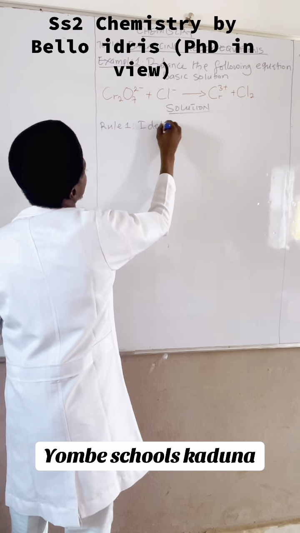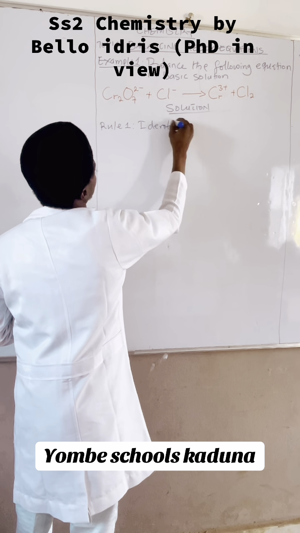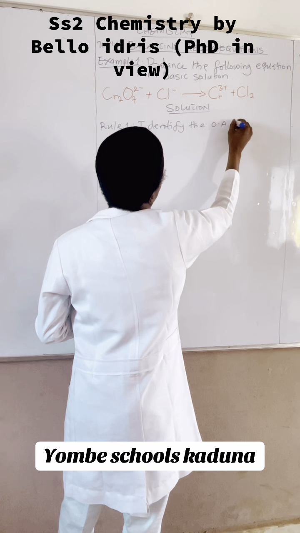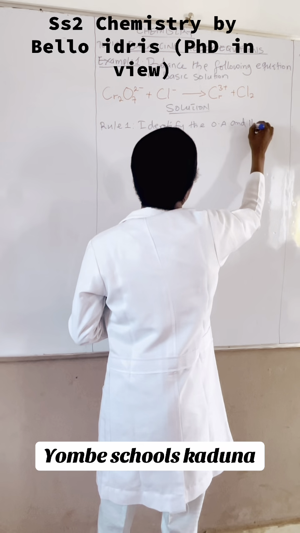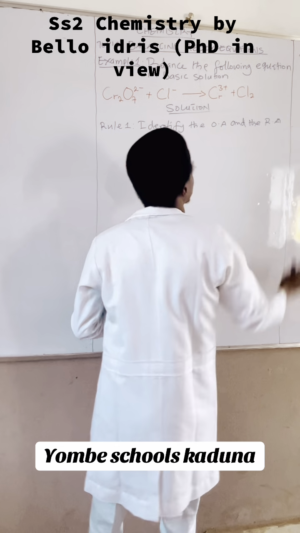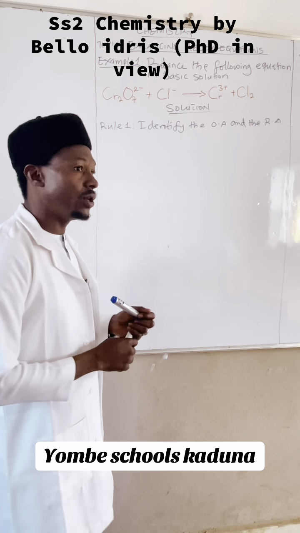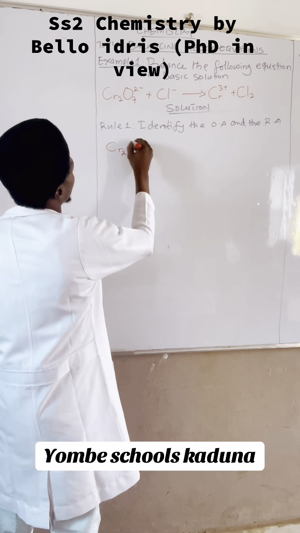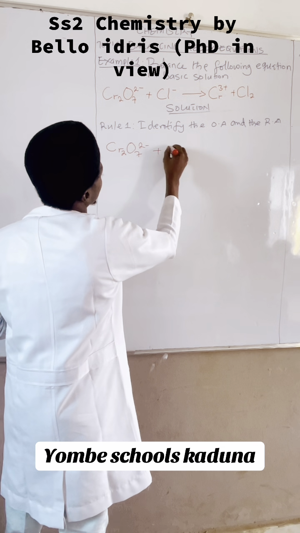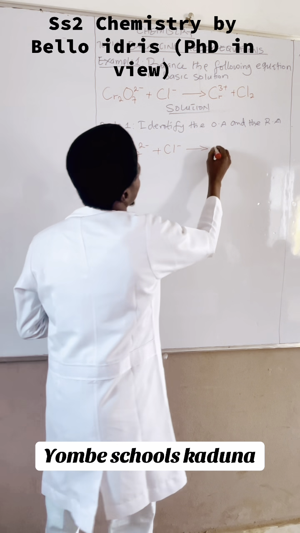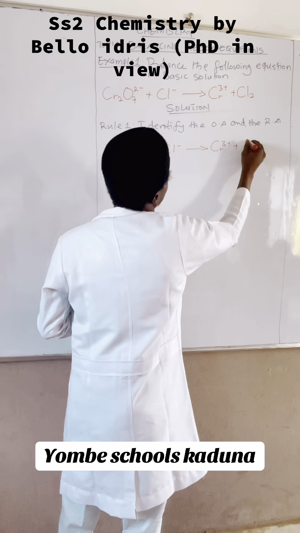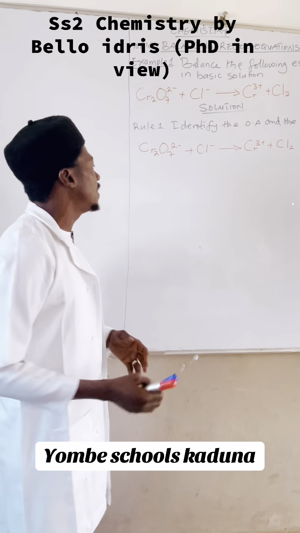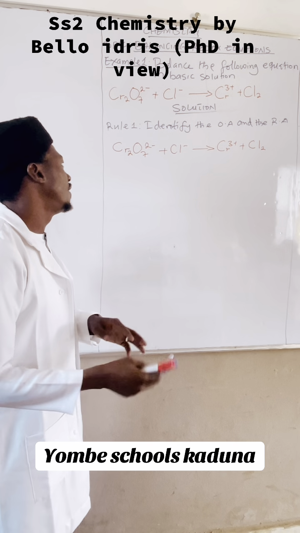Identify the oxidizing agent and the reducing agent. How do we do that? We rewrite the equation: Cr2O7^2- + Cl- gives Cr3+ + Cl2.